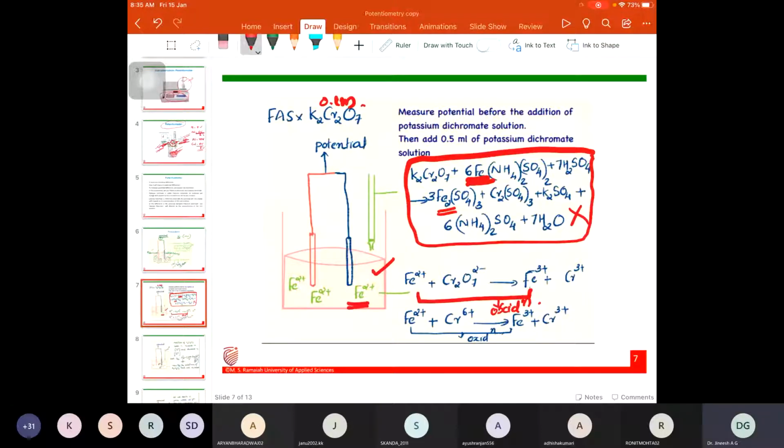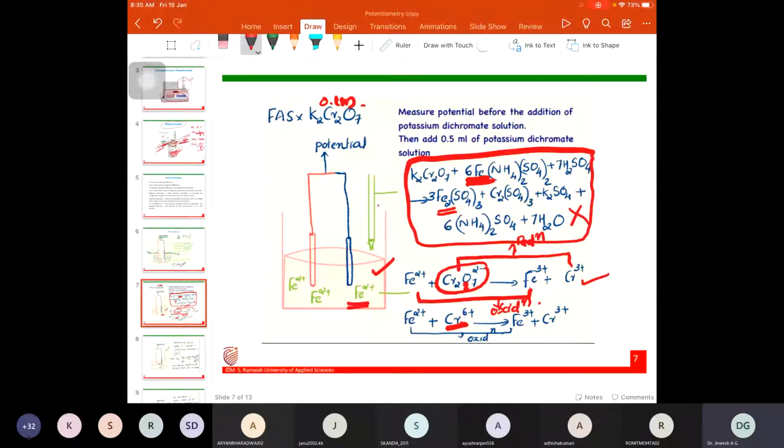At the same time, potassium dichromate solution contains dichromate ion. Dichromate ion will undergo reduction to form Cr3+ ions. This Cr2O7 2- is actually Cr6+ ion. Both are the same.